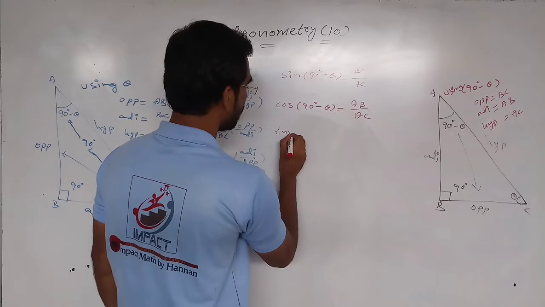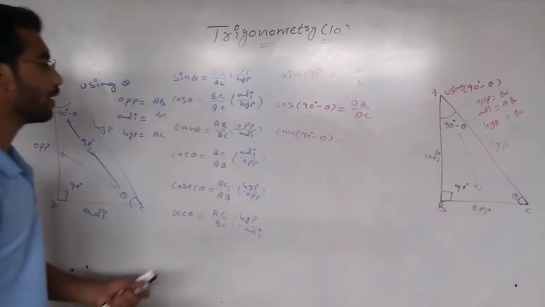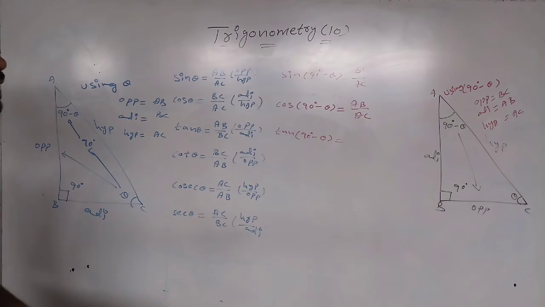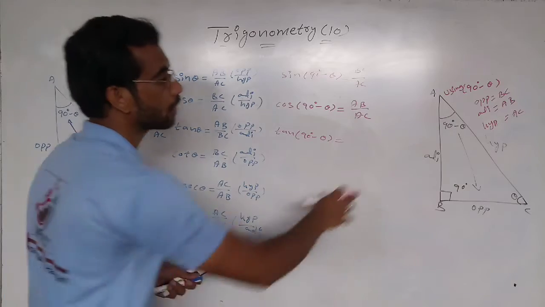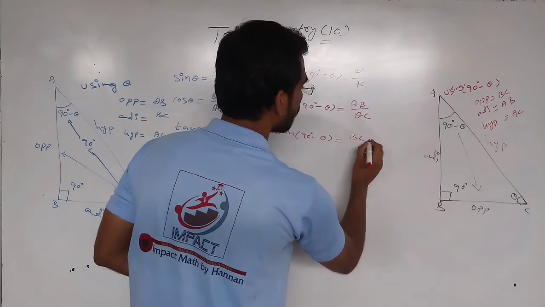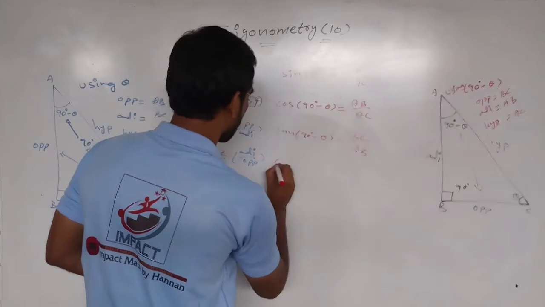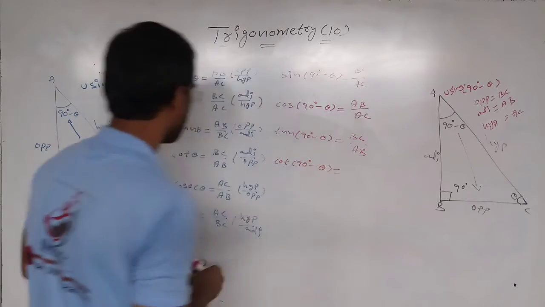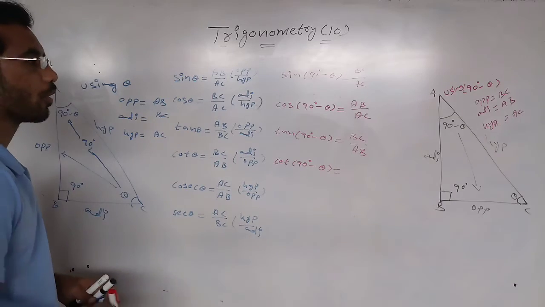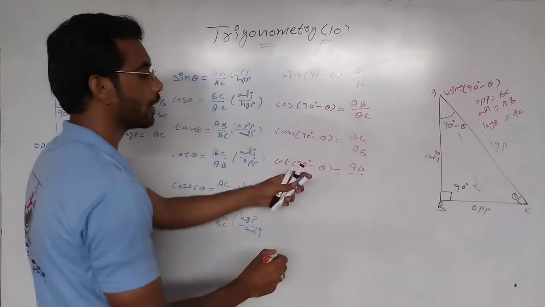Next, tan (90 degrees minus theta) is opposite by adjacent side. What is opposite in this one? BC. Adjacent is AB. Like that, cot (90 degrees minus theta) is adjacent by opposite. What is adjacent in this one? AB. Opposite is how much?